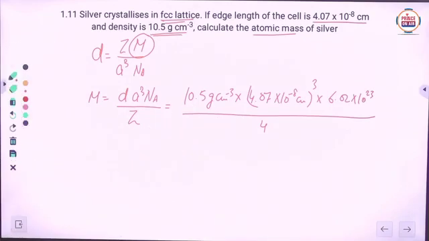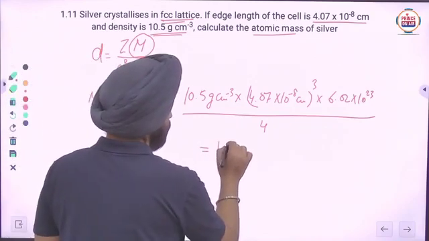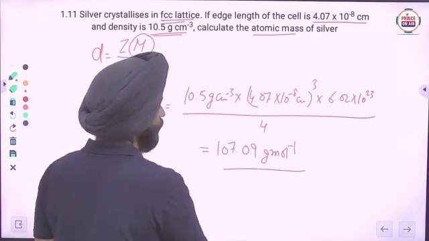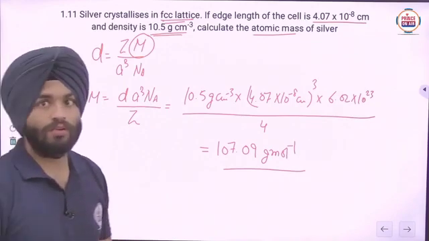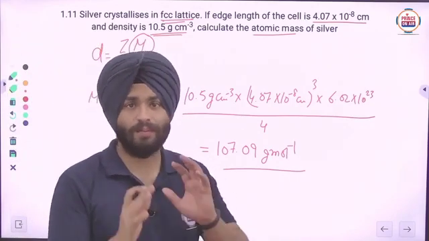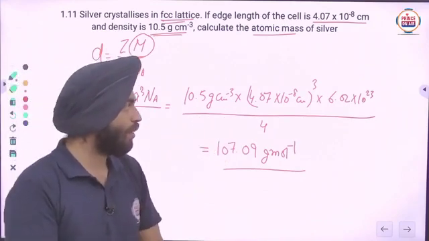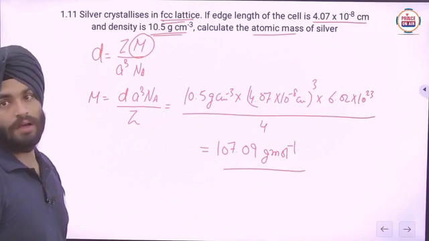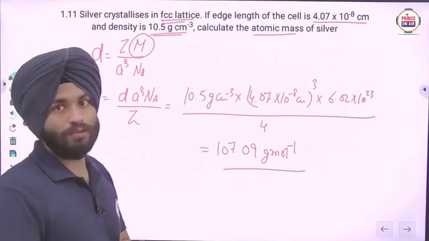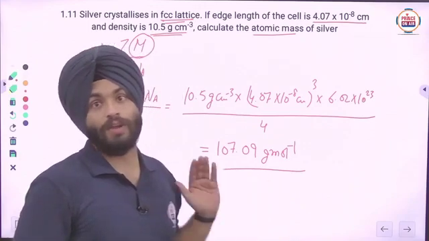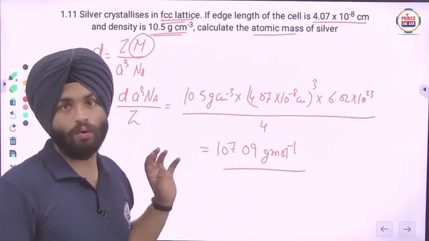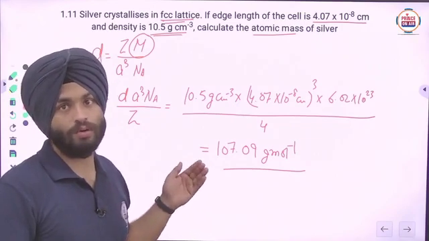By solving this equation you will get 107.09 gram per mole as the atomic mass of silver. That will be the answer here. I am giving you the calculation hint and solution so that you can do these questions yourself afterwards. If anybody has a doubt, you can put it in the doubt counter and I will provide the proper solution there.